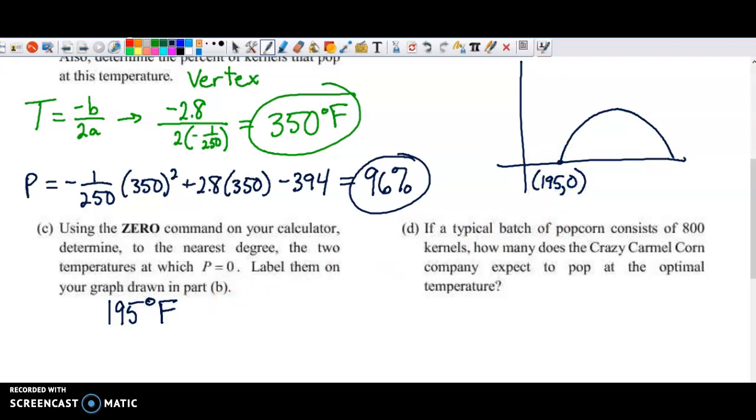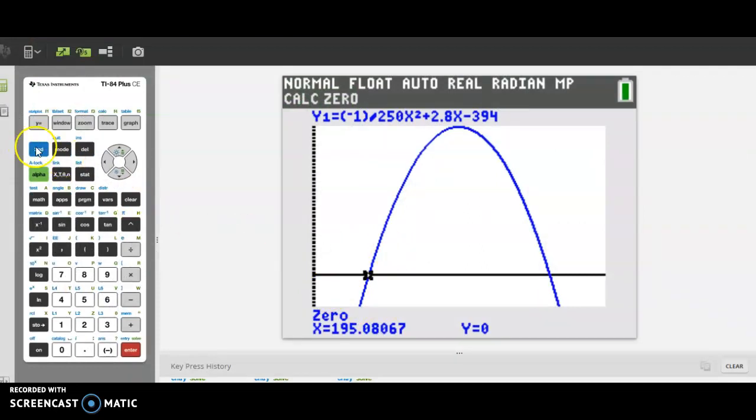But then I need to do that again on the other side. Second trace, the second option, move my cursor to the right. I just need to be on the left side, hit enter, on the right side, hit enter, and then somewhere in between, and it's about 505 degrees.